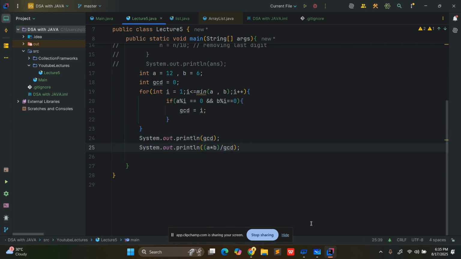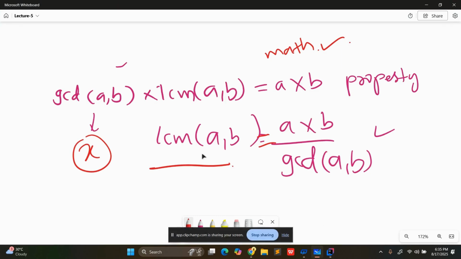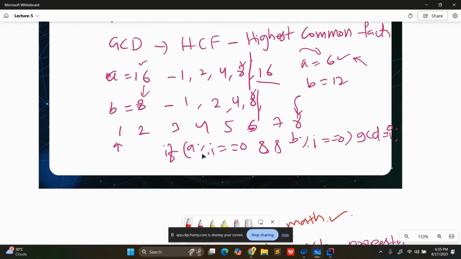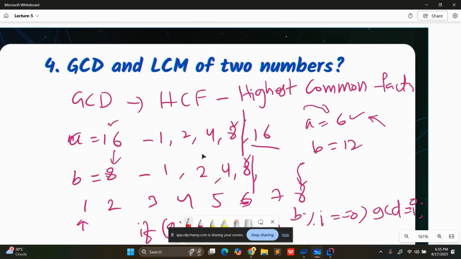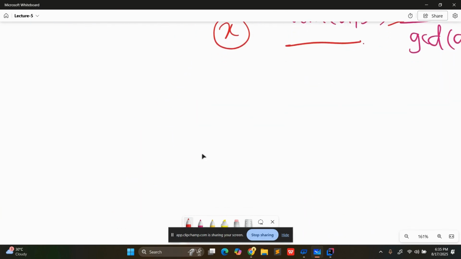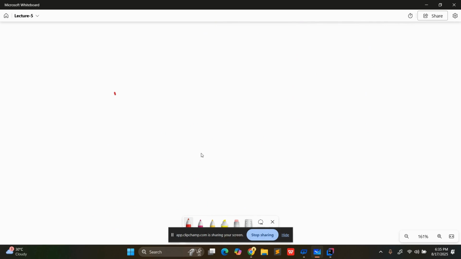Yeah, this is all about these four problems for today. In the next lecture, we will be solving problems on pattern printing. If you do the problems on pattern printing, you will deeply understand loops and conditional statements.